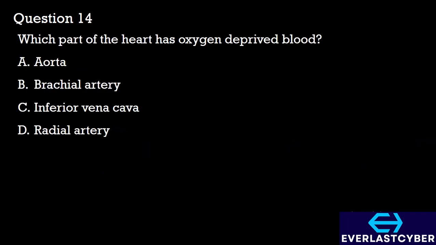Question 14. Which part of the heart has oxygen-deprived blood? A, aorta. B, brachial artery. C, inferior vena cava. D, radial artery. The aorta carries oxygen-rich blood from the left ventricle to the rest of the body, and it is the largest artery in the body, which is responsible for distributing oxygenated blood.